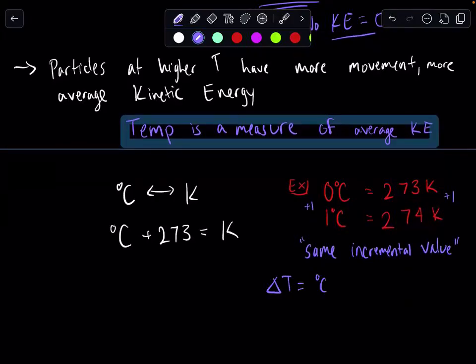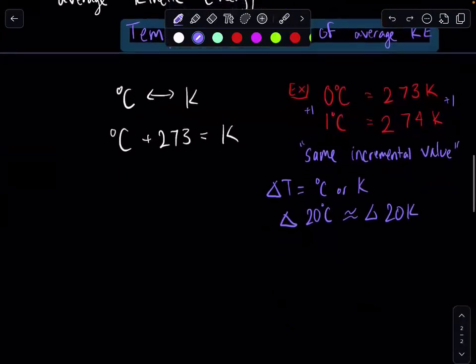This is going to become important when we start looking at changes in temperature, where it doesn't matter if you have degrees Celsius or Kelvin, because a change of 20 degrees Celsius is pretty much the same thing as saying a change of 20 Kelvin. And I use delta as a symbol for change. So they have the same incremental value. They go up and down the same way.